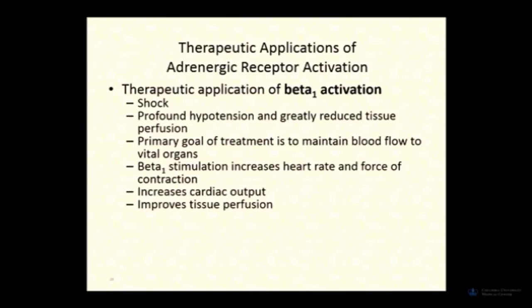And therapeutic applications of beta 1 activation, shock. Okay, so when somebody's blood pressure is crashing because they're in shock, we can help support their blood pressure through beta 1 activation. Profound hypotension will reduce tissue perfusion, okay, which is what we see in shock. If your blood pressure gets too low, you can't perfuse your organs, and your organs start to fail. Okay. So our primary goal is to maintain blood flow to vital organs. Beta 1 stimulation increases heart rate and force of contraction and increases cardiac output, which improves tissue perfusion.